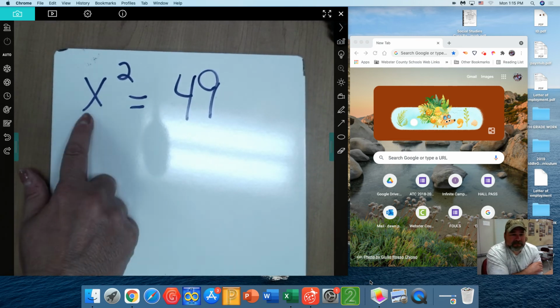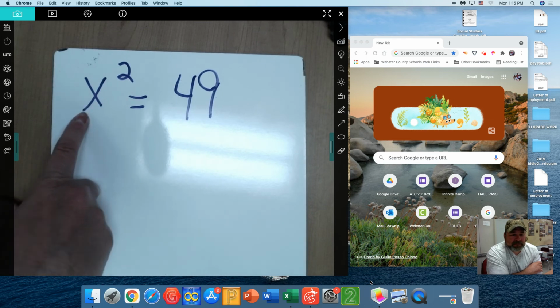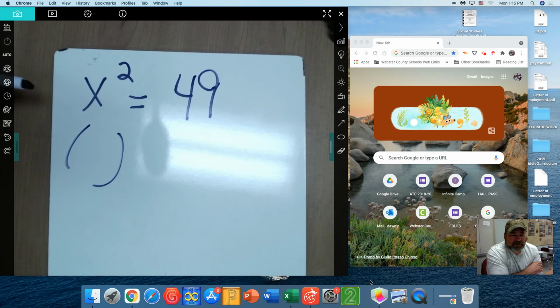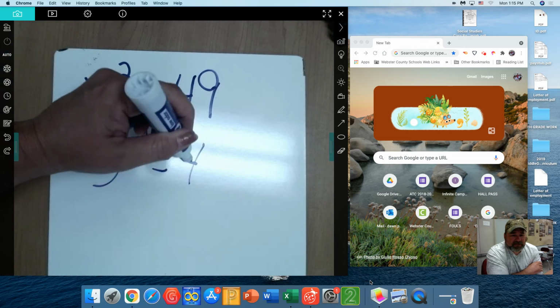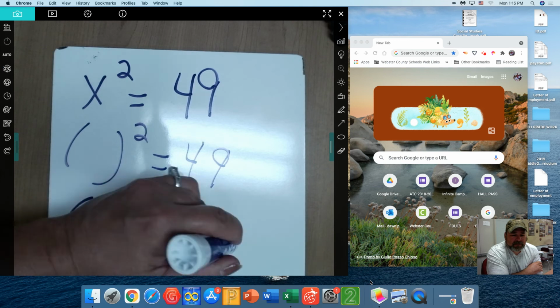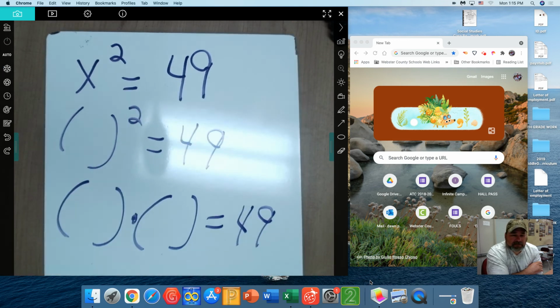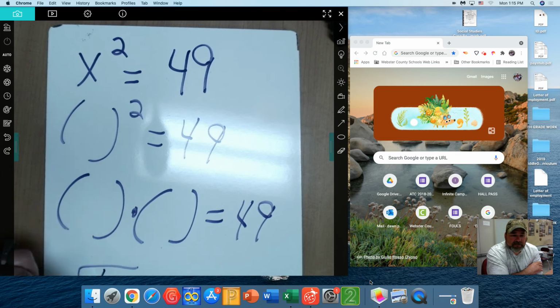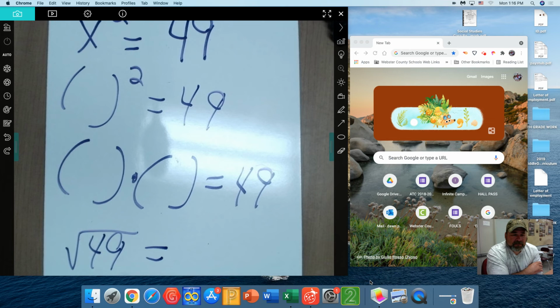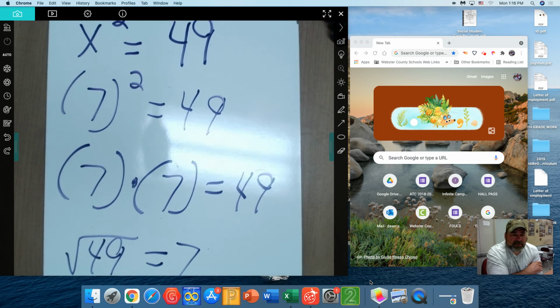Now, sometimes they will ask me to find this answer a different way. Like they may say x squared is equal to 49, which is saying what number do I square to get 49, which is the same thing as the blank number times itself equals 49. Well, that's the exact same thing we've been saying. What basically is the square root of 49? Like what number do you multiply by itself to get 49, which would be 7. So I should be able to put 7 in all of those spots.